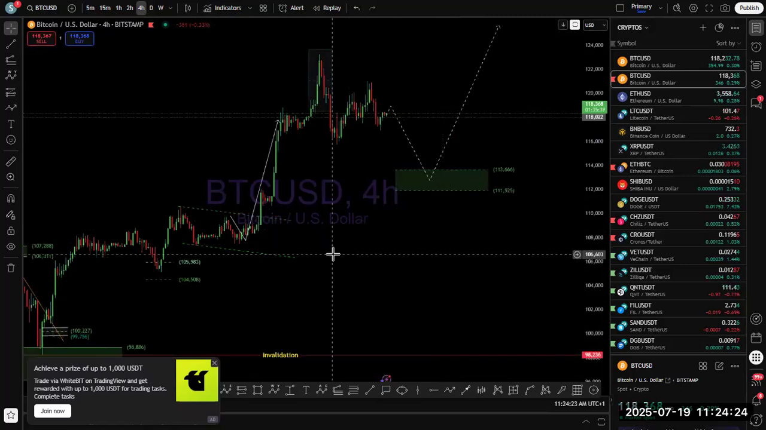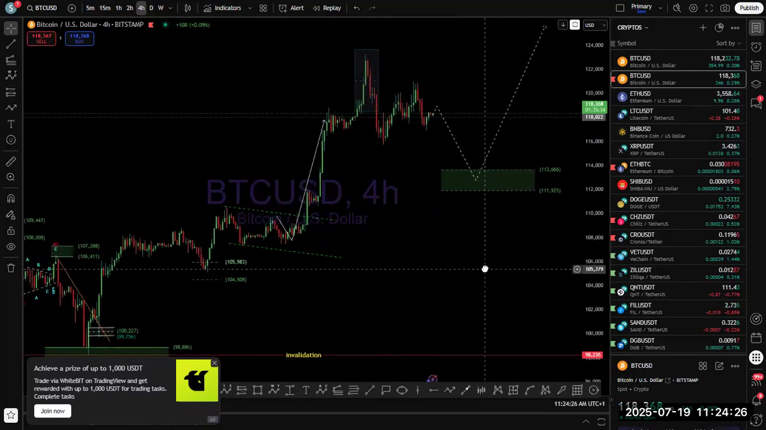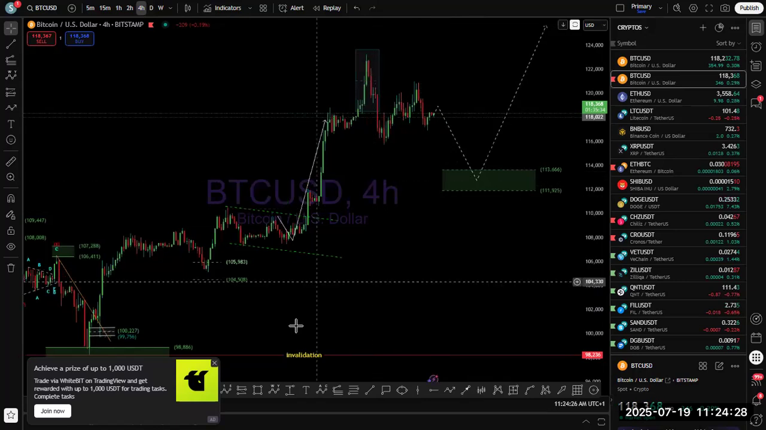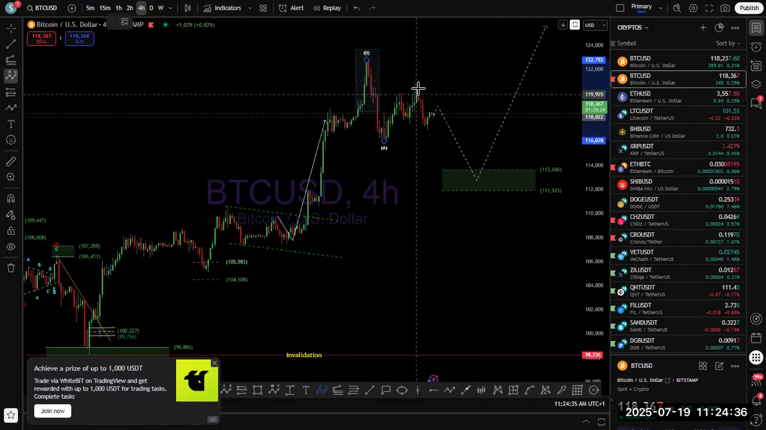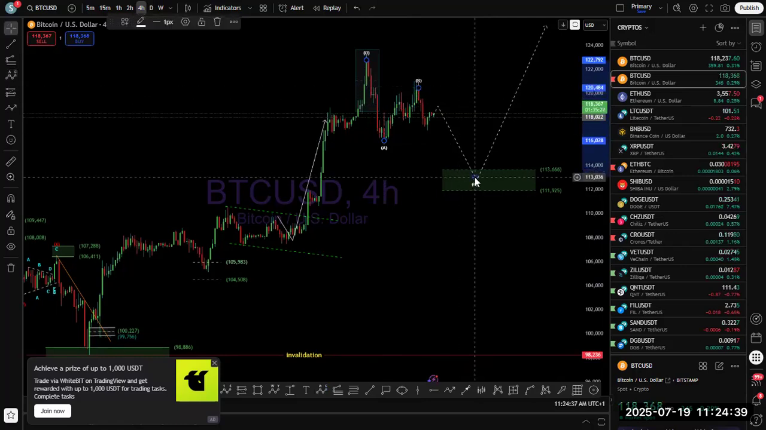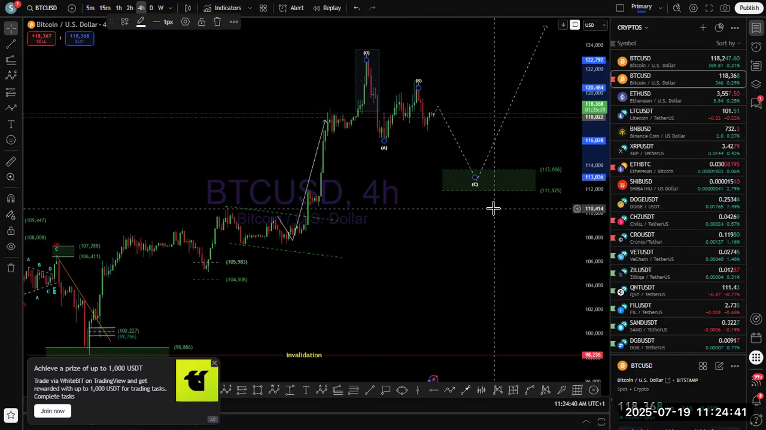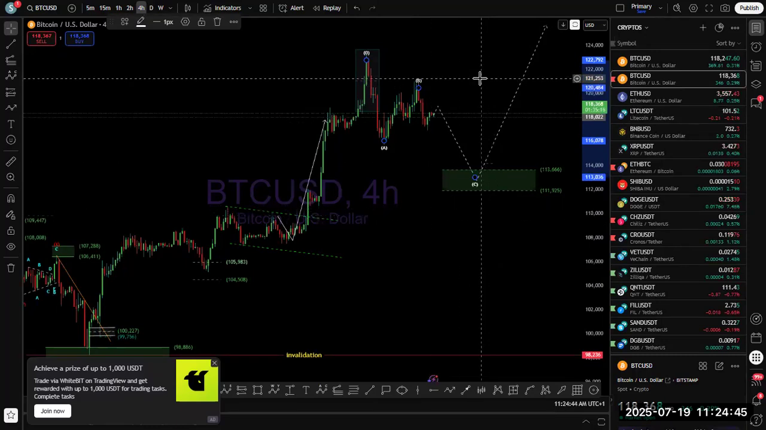Bitcoin, I have two biases on Bitcoin. One is that Bitcoin will give us an ABC. Let me label it. It may give us an ABC. If that happens, it means that Bitcoin will drop to this zone, 113,600, 111,900 zone, before it will buy again.